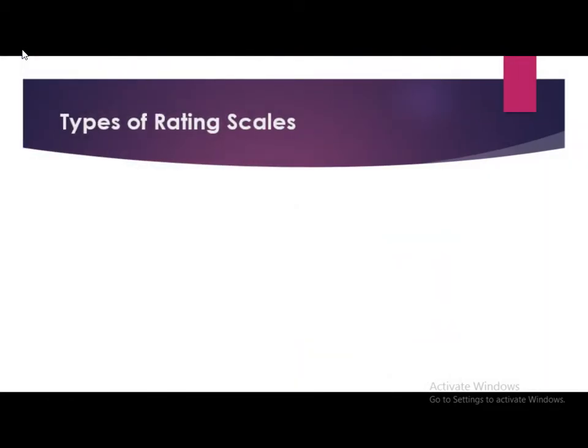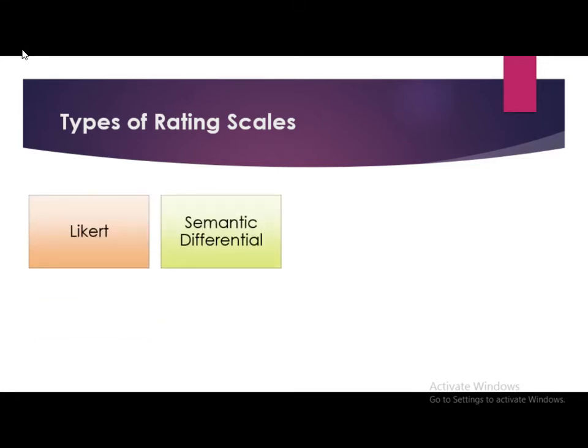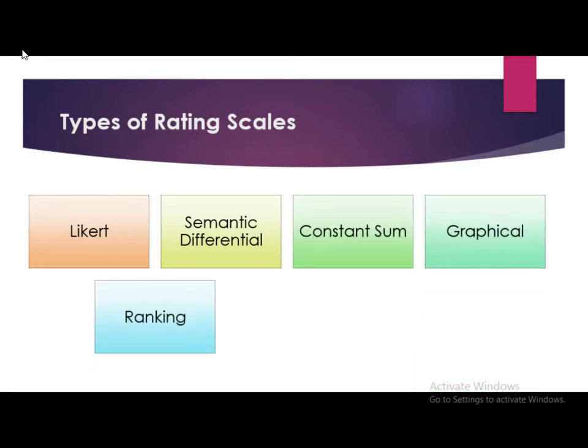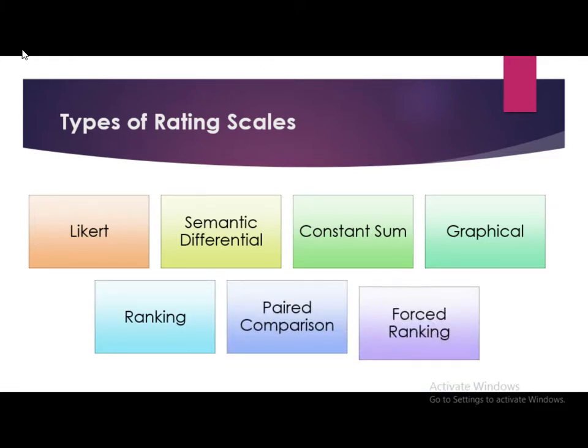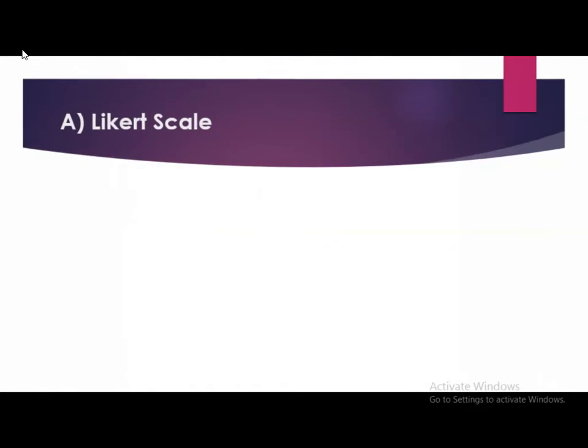Types of scaling, types of rating scales. There are various types of rating scales we will learn today: Likert scale, semantic differential scale, constant sum scale, graphical scale, ranking scale, paired comparison scale, and forced ranking. So these are the 7 types of rating scale that we will learn. We will start with the Likert scale.